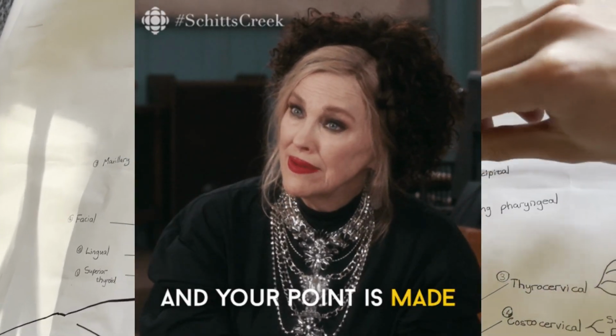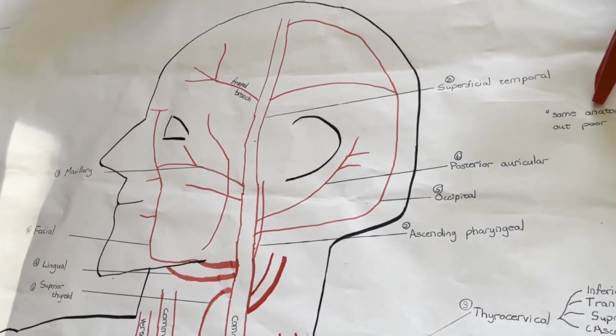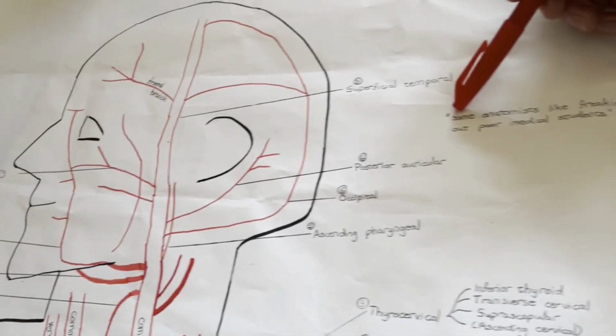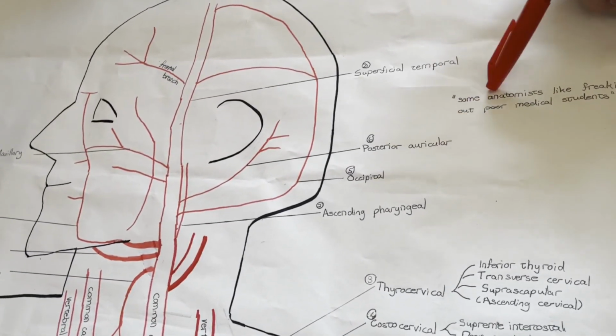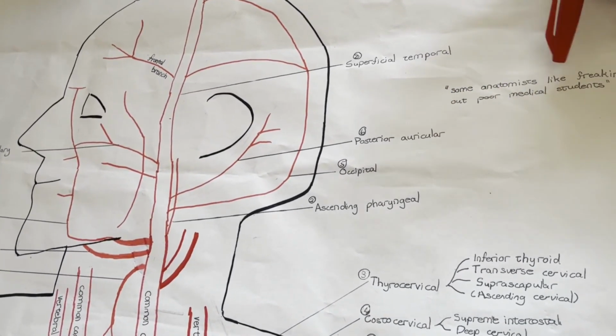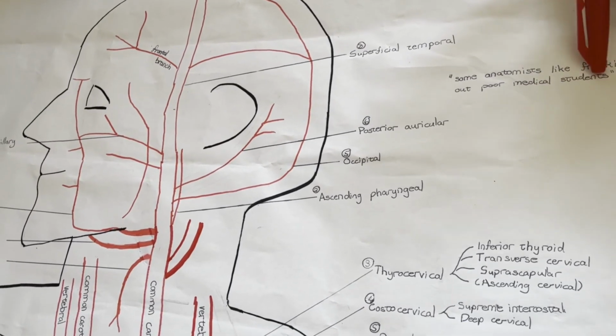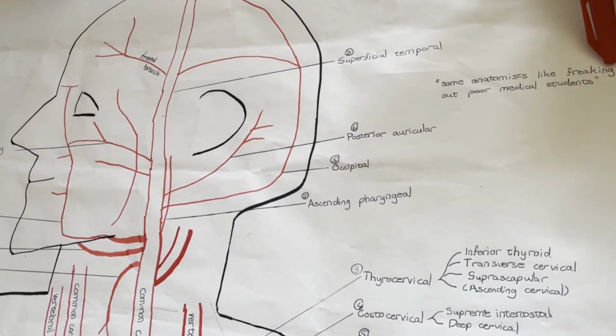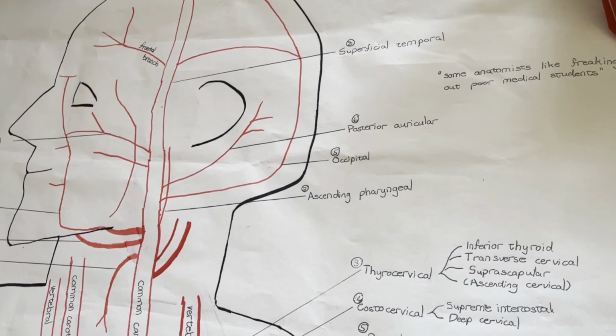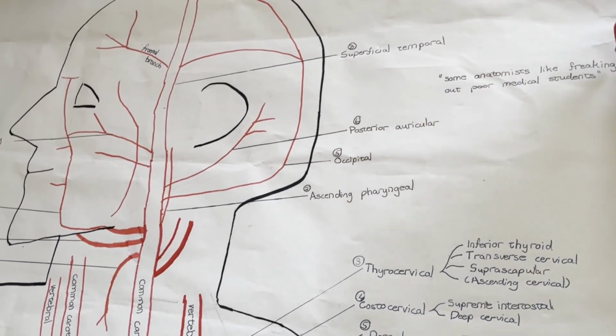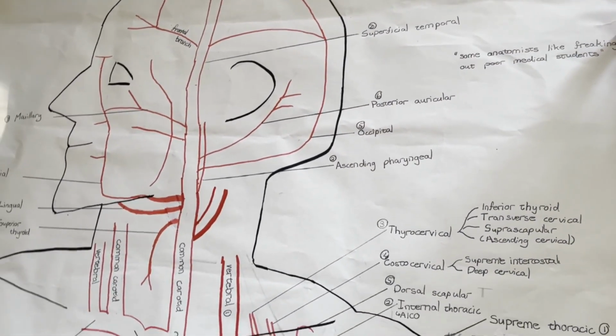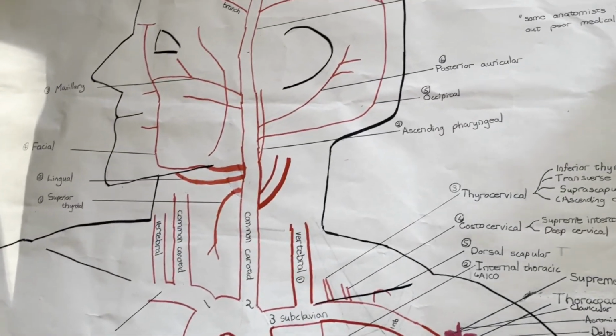So your external carotid has 8 important branches, and I remember these branches with the mnemonic: Some anatomists like freaking out poor medical students. And sometimes that is a very true thing, coming from someone who had to teach themselves most of human anatomy alone.